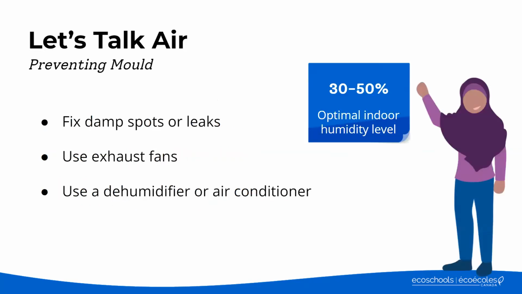Here are some ways to prevent mold. Look for and fix any damp spots or leaks as soon as possible. Use kitchen and bathroom exhaust fans when cooking or showering, and keep humidity levels between 30 to 50% indoors, and if needed, use a dehumidifier or air conditioner to reduce humidity.